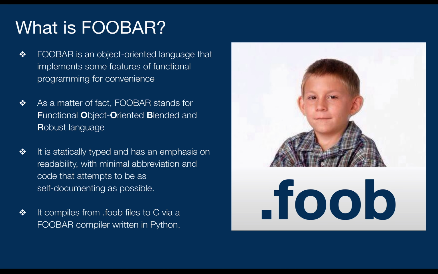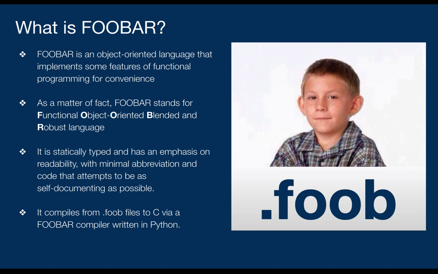FOOBAR is an object-oriented language that implements some features of functional programming for convenience, specifically array transforms. If you don't know what any of that means, don't worry about it. You'll learn as the guide goes on, but this may be interesting to people who are more experienced with programming. As a matter of fact, FOOBAR actually stands for Functional Object-Oriented Blended and Robust Language. It's sort of a misnomer, since even though the word functional is first, FOOBAR is definitely an imperative language at its core. It's definitely object-oriented much more than it is functional.